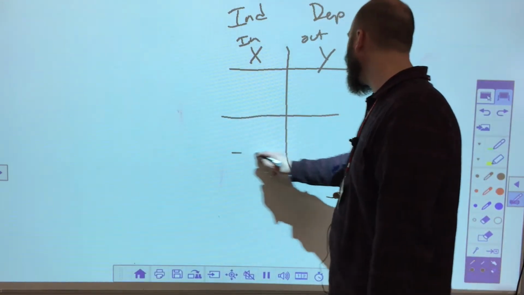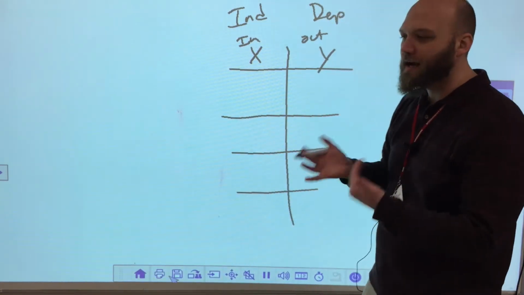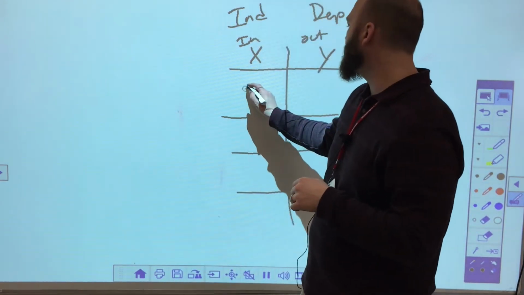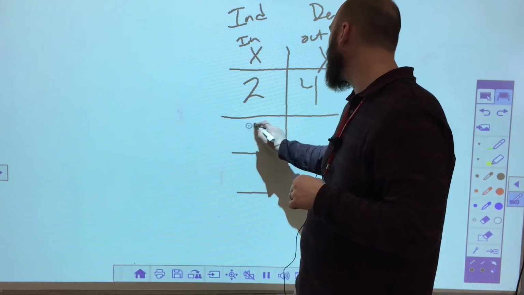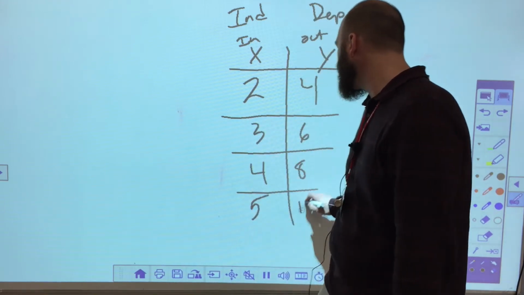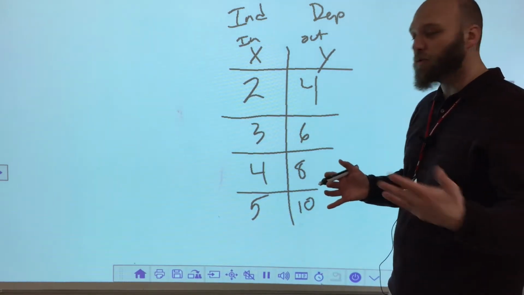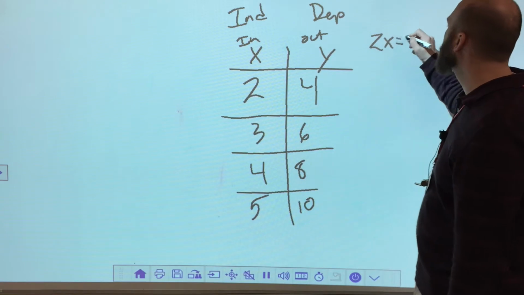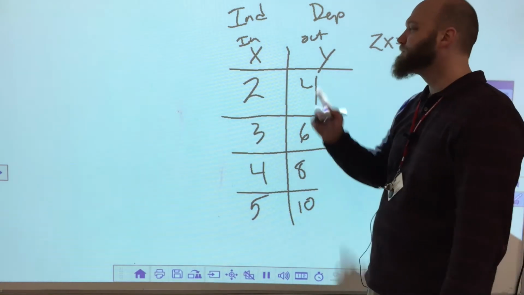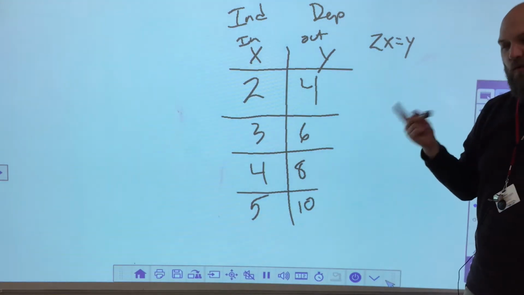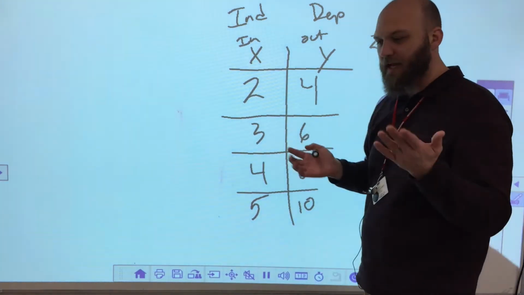So if I had an x and y, or an in and out chart, independent and dependent variables, and maybe I would say 2 to 4, 3 to 6, 4 to 8, and 5 to 10. Well, what I have here is a rule, and obviously my equation will be that 2x equals y. Whatever happens to x changes what happens to y. So y depends on x was my in-out table.